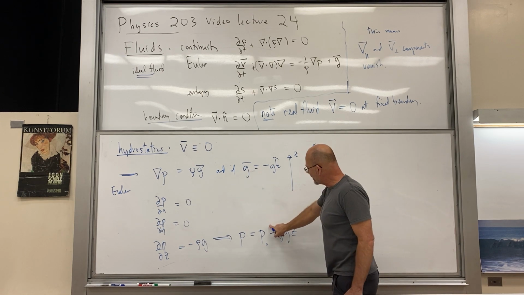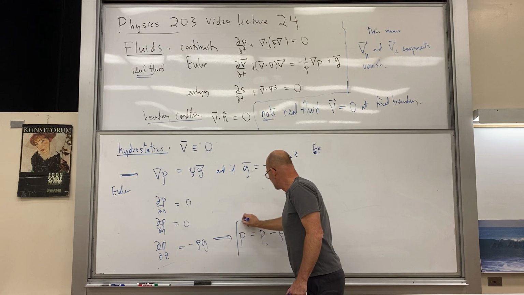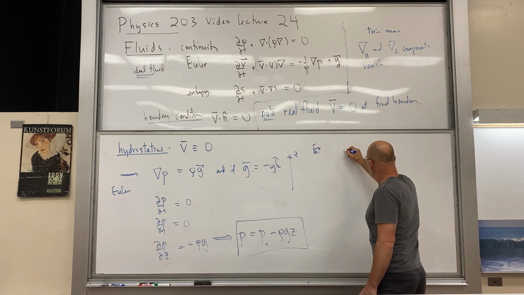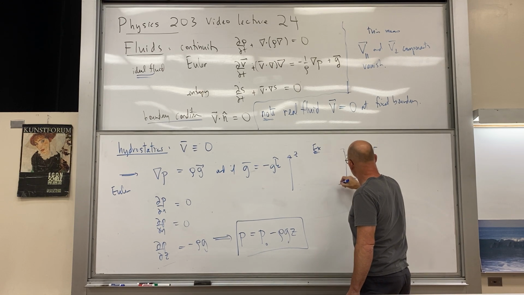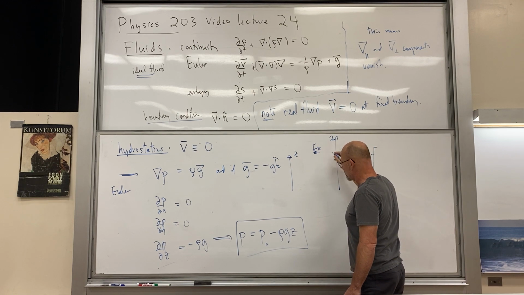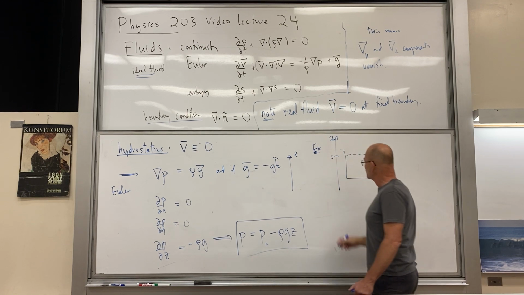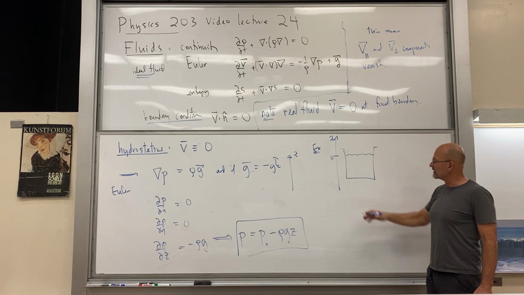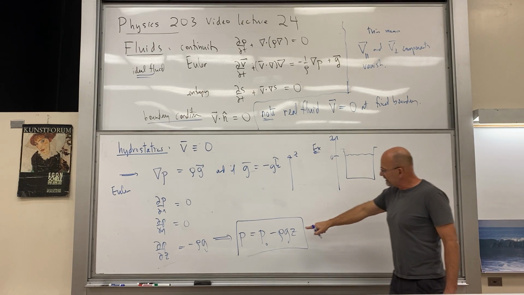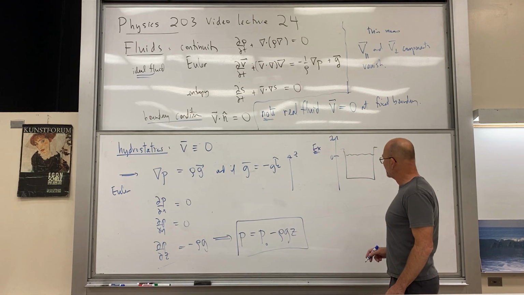So as an example of this, we could have a beaker of water. There's a z-axis. We'll call that 0. The origin is 0 of the z-axis. Beaker of fluid, and then you have that pressure depth formula.